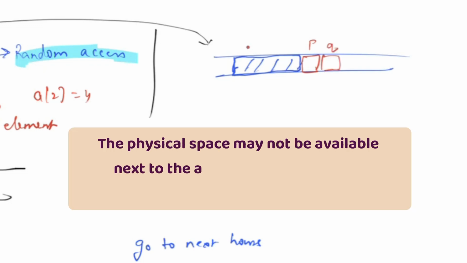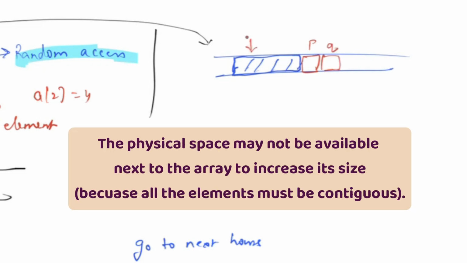Now, if I want to increase the size of this array and instead of 5 elements, I want to store 6 elements, I do not have room to increase the memory, right? Because the array has to be contiguous. You can't have a scattered array, where half of the array is lying here and half of the array is somewhere else. Does it make sense or not?